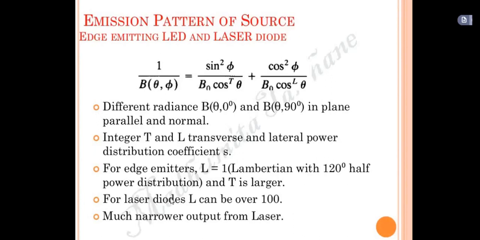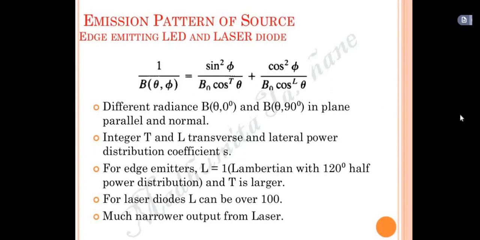So for a laser diode, L can be over 100. L can take a maximum of 100 as well. For much narrower regions, the narrow output from the laser, if you want to find how much it is, that is what it should be. A narrow output should be there for the laser because it has a fine beam of light. Clear? So this is about the emission pattern of the source, edge emitting LED as well as laser diode.